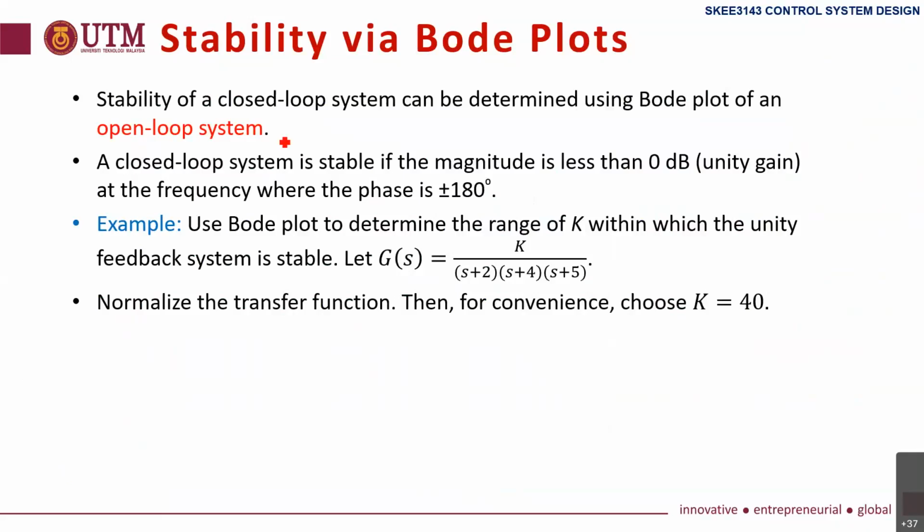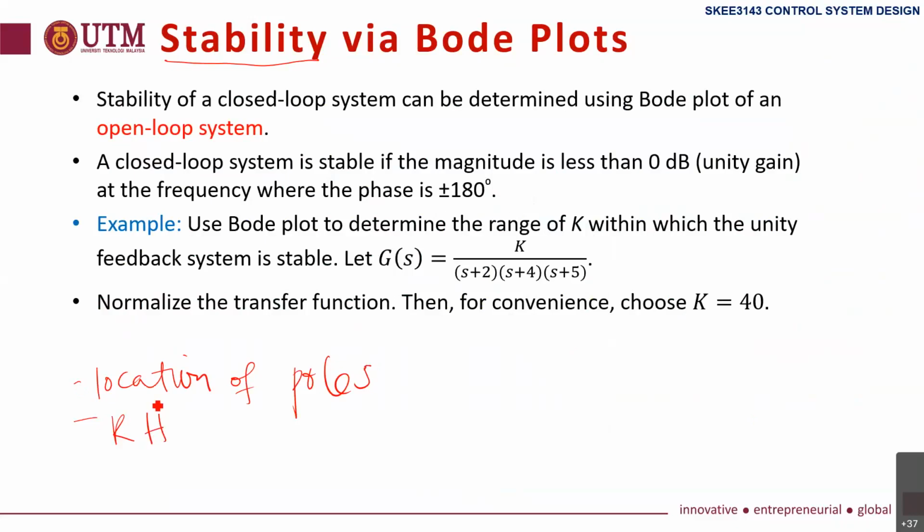The first is stability. Stability is very important. In time domain, in order to determine stability, we have to know the location of poles, in which, to be stable, all poles must lie on the left half plane, must be all negative. And also we can use the Routh-Hurwitz criterion to determine stability.